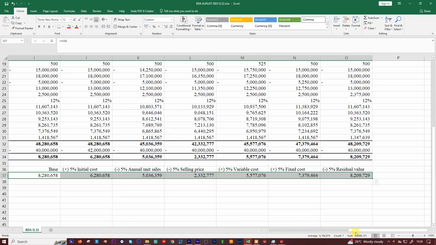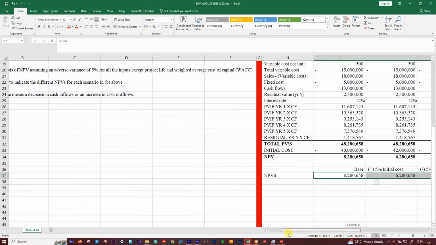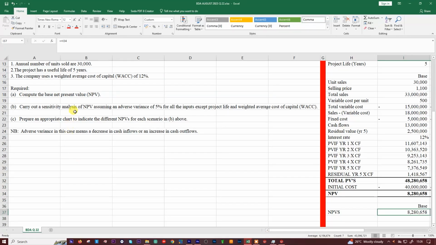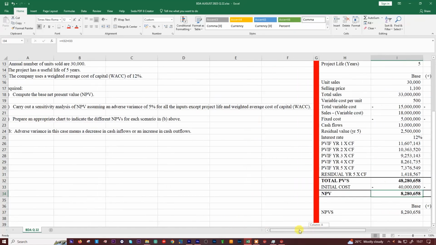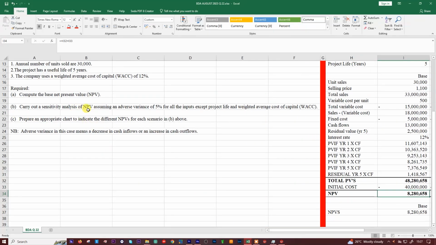With that, we can then just, now we've done that, carry out a sensitivity analysis. We've already done the sensitivity analysis. Prepare an appropriate chart to indicate the different NPVs. So part A was to compute the base case NPV. We have already done that. The base case NPV is this. Then from there, we are told part B to carry out a sensitivity analysis of NPV, assuming adverse variance of 5% for all inputs except project life and weighted average cost of capital.